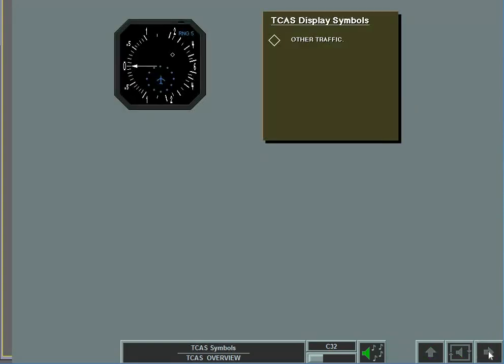Now let's look at the different symbols in the VSI traffic display. The open diamond represents an aircraft flying within 2,700 feet of your own altitude, but which does not represent a potential collision hazard. It's classed as other traffic. The solid diamond is an aircraft which is within 1,200 feet of your altitude and less than 6 miles away, but does not represent a hazard. It's classed as proximate traffic.